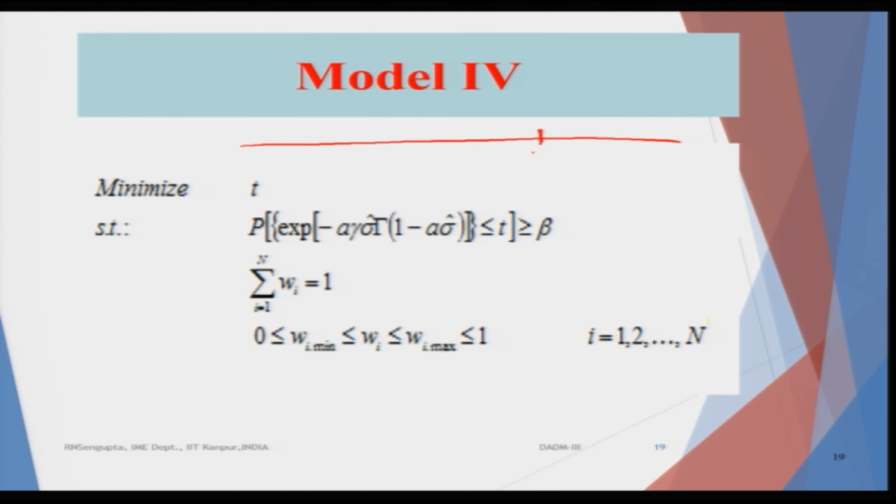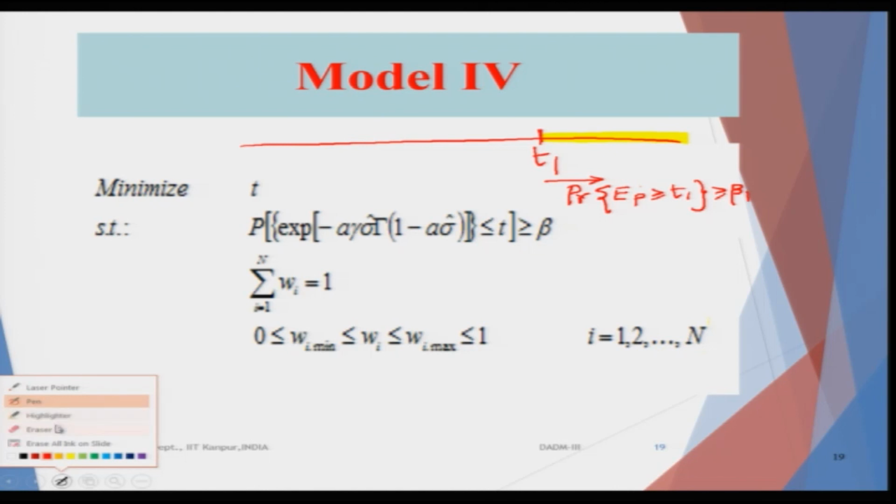So, here is T1, and you want your return of the portfolio to be greater, hence onto the right hand side, and you will try to basically push T1 onto the right, and the probability would be the probability of the return of the portfolio. So, it is the expected value of the portfolio. I will use E suffix p is greater than or equal to T1, and that would be with a probability beta 1.